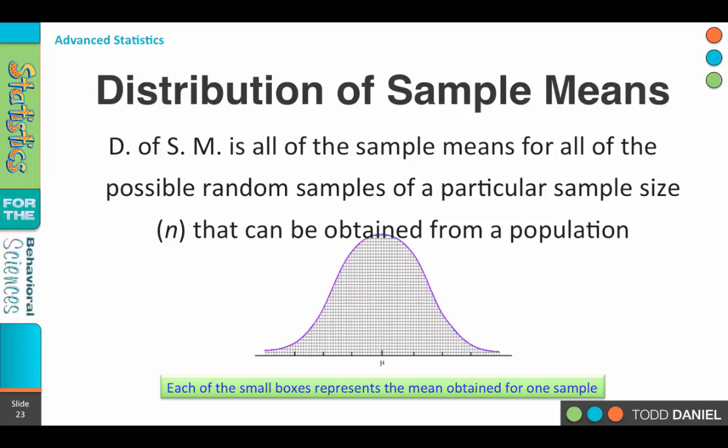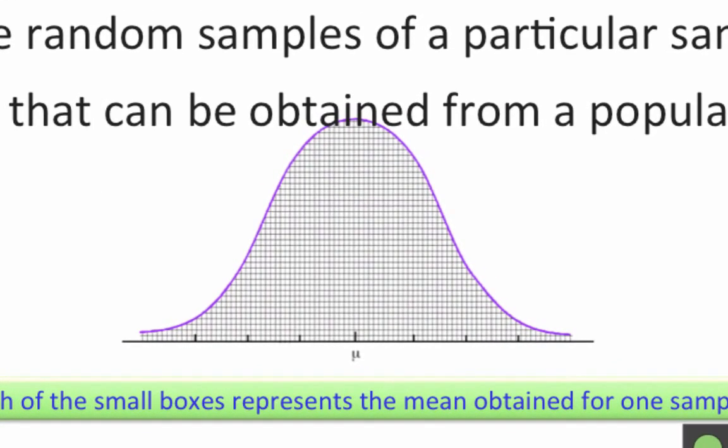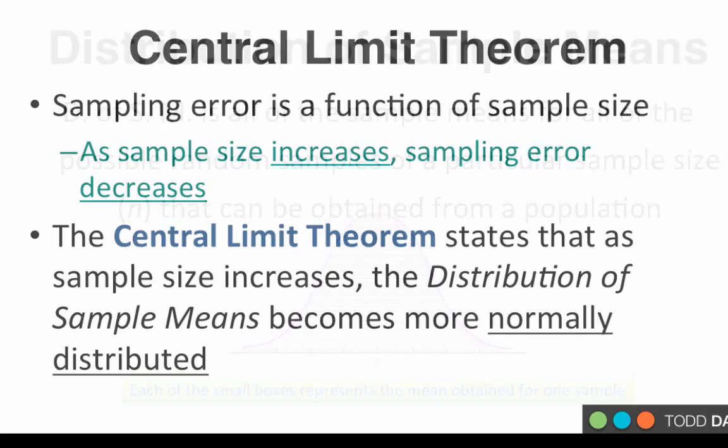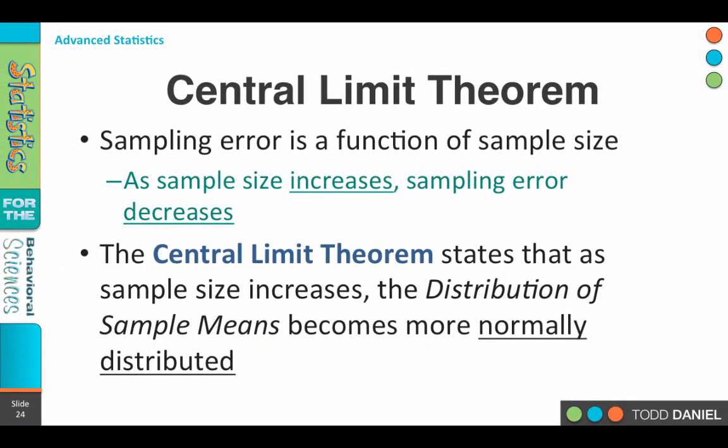So a distribution of sample means is just all of the sample means that could be collected. We choose a sample size, n, find all of the possible random samples from a particular population, and then we create this distribution of sample means. So in this example, each of the small boxes here represents the mean obtained for one sample, and they also form this normal curve.